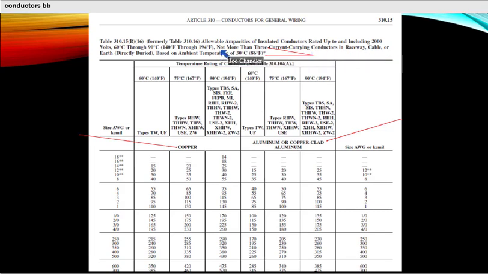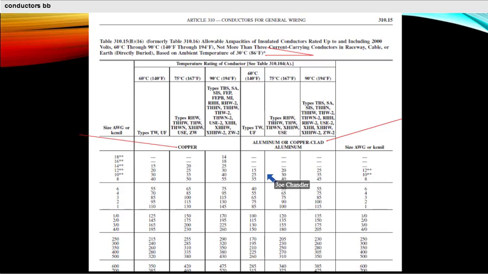Meaning, the condition says not more than 3 current-carrying conductors in a raceway, cable, or earth (directly buried), and the ambient temperature, which means the temperature surrounding the conductor, is not greater than 30 degrees C or 86 degrees Fahrenheit. Now, as things change from these conditions, then these values here change also. That's really what we're looking at.